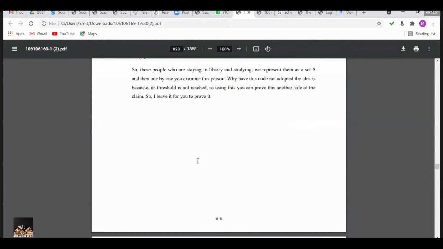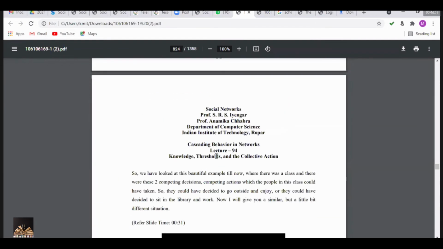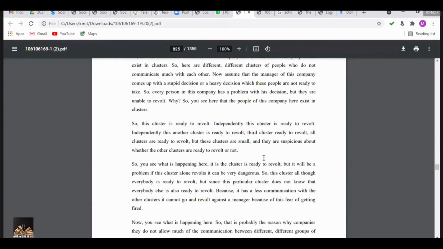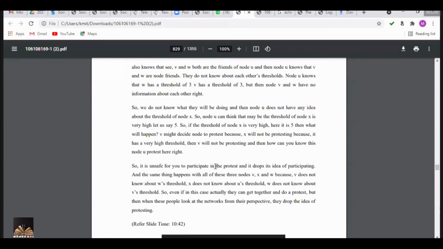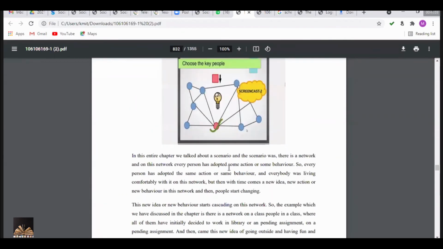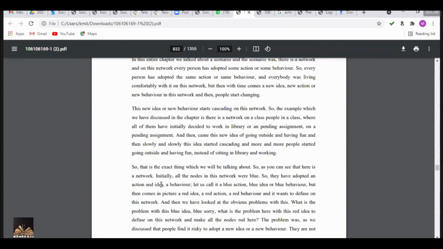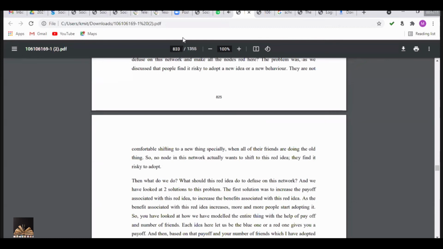Now let's see the term called cascade. So this is about knowledge threshold and collective action. This part I already discussed, right? Then you have cascade and cluster. I'll tell you what is a cluster and what is a cascade. Cluster is nothing but, see, I have a network, right?